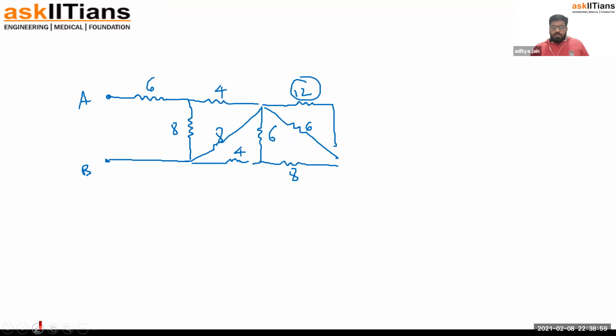If you carefully observe, guys, from this junction, one is this one, another one is this one. So these two are in parallel, because both of them have the same initial and final points, but the current is dividing differently. So what is the parallel combination of 12 and 6?